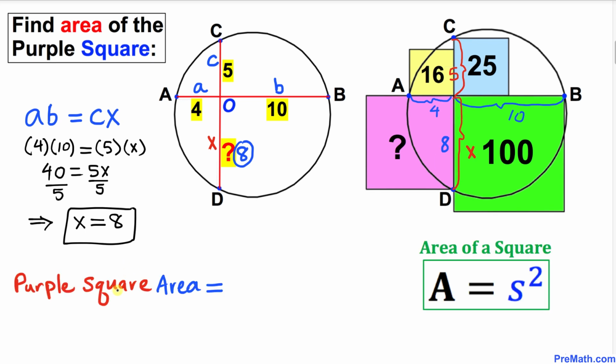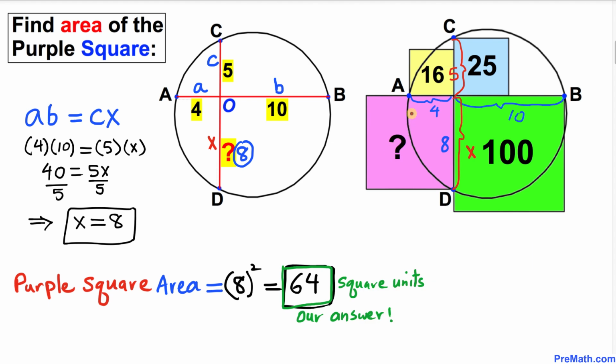So thus the purple square area is going to be simply, we are going to take the square of 8 and that is going to give us 64 square units. So thus the area of this purple square turns out to be 64 square units.